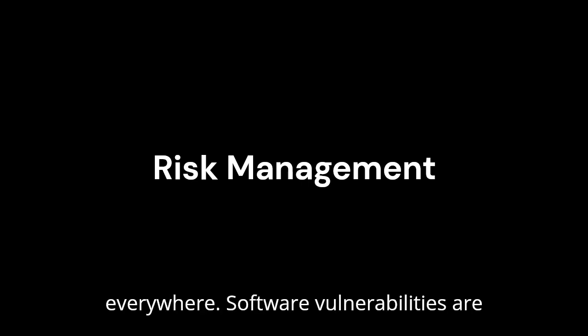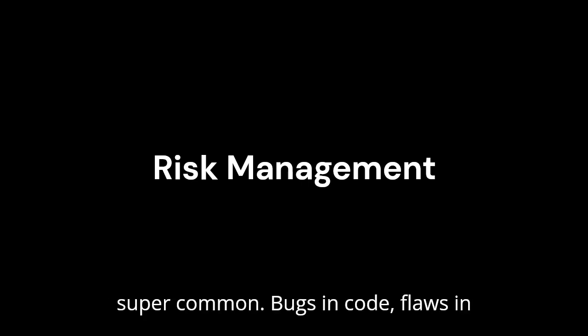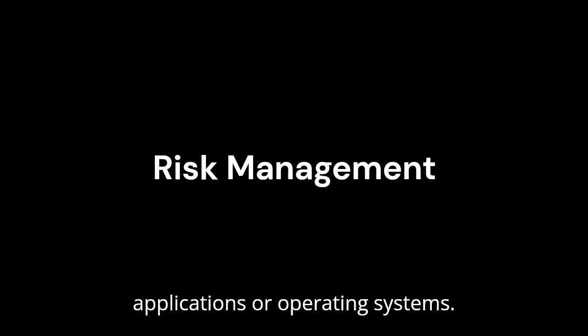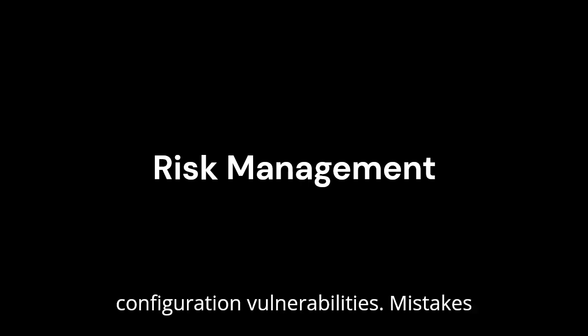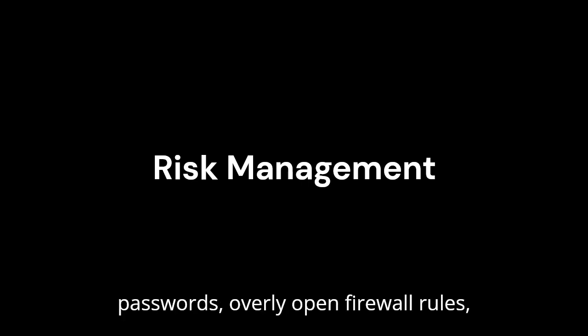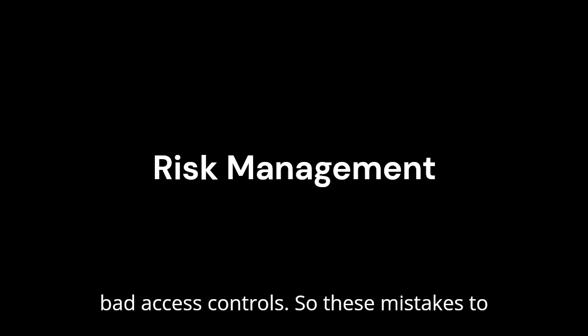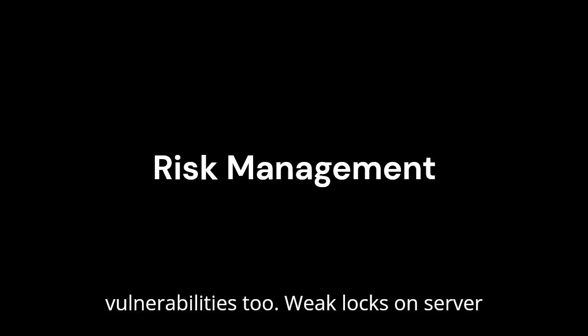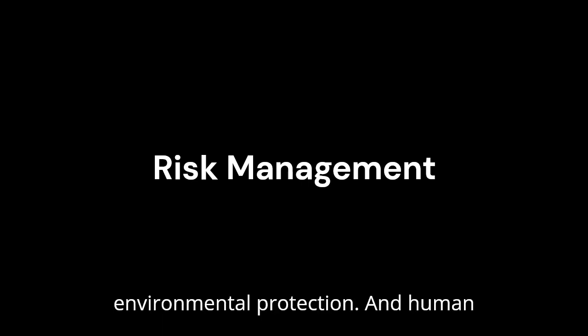Software vulnerabilities are super common. Bugs in code, flaws in applications or operating systems. Attackers love these. Patches are for those, right? Ideally, yes. Then there are configuration vulnerabilities, mistakes made setting things up, leaving default passwords, overly open firewall rules, bad access controls. So these are mistakes that are easy to make, I suppose. Very easy. Physical vulnerabilities too, weak locks on server room doors, no cameras, poor environmental protection.